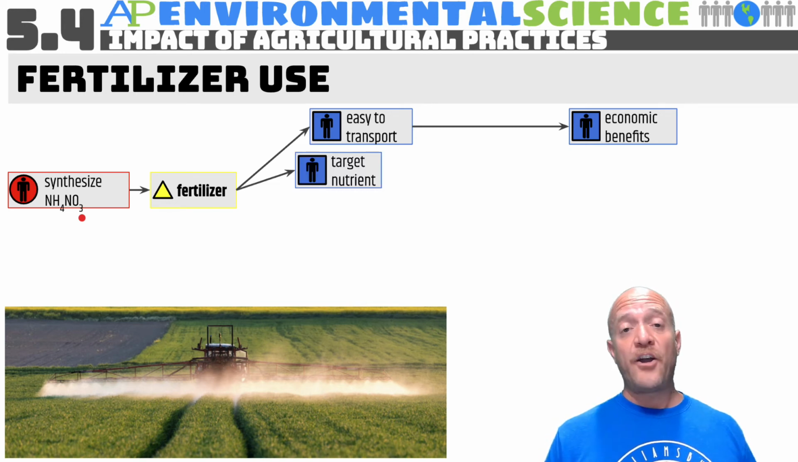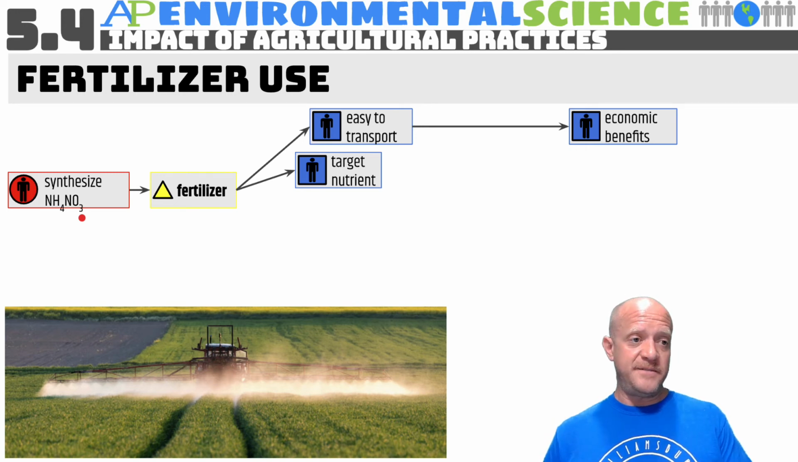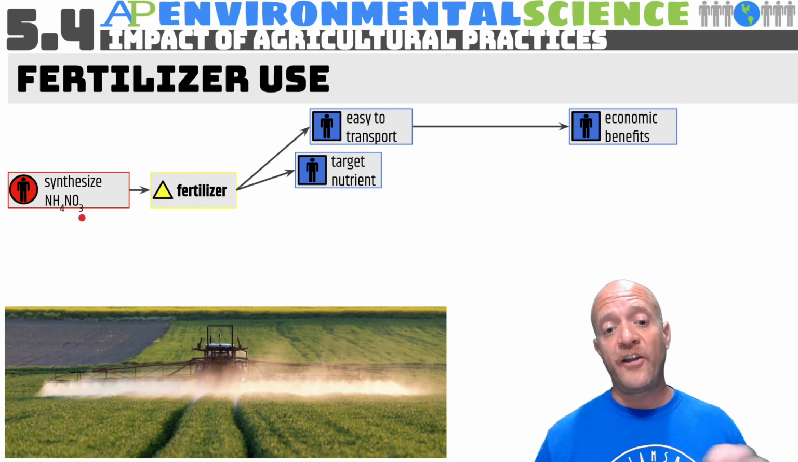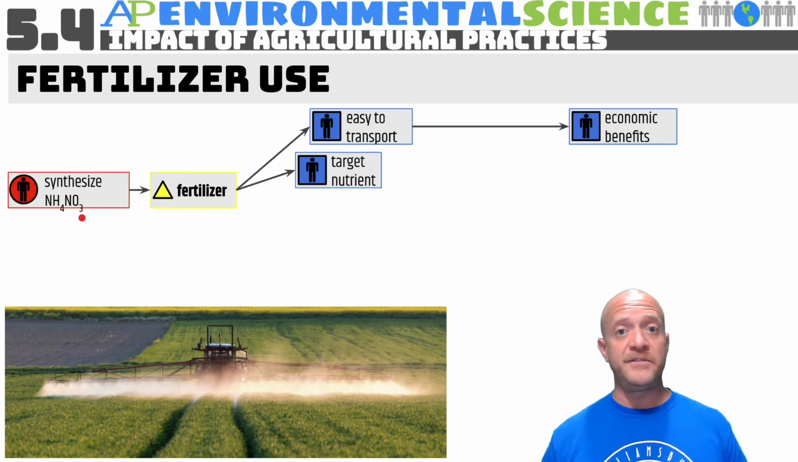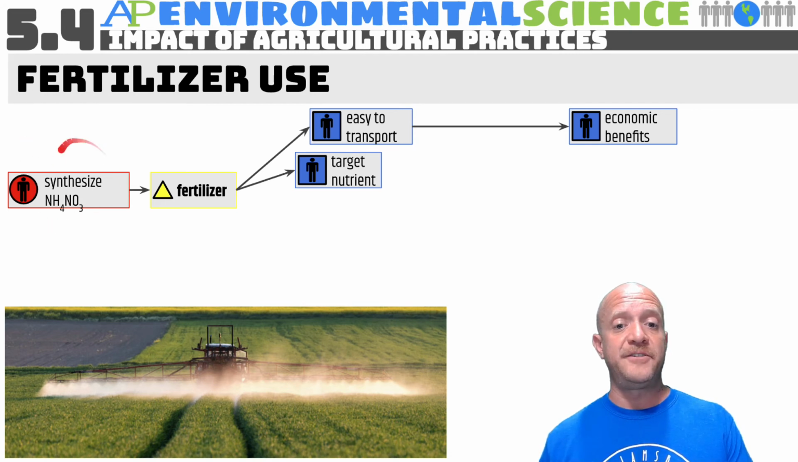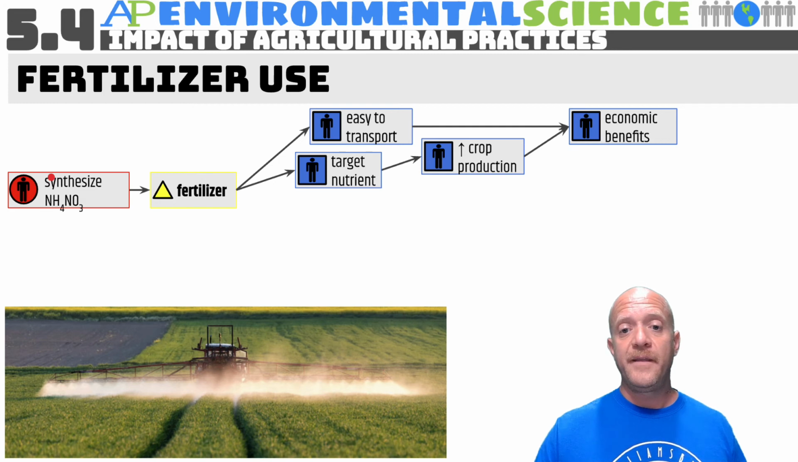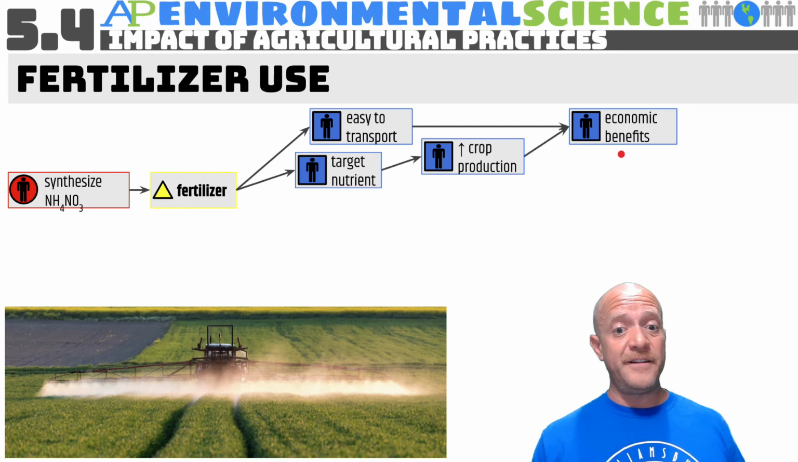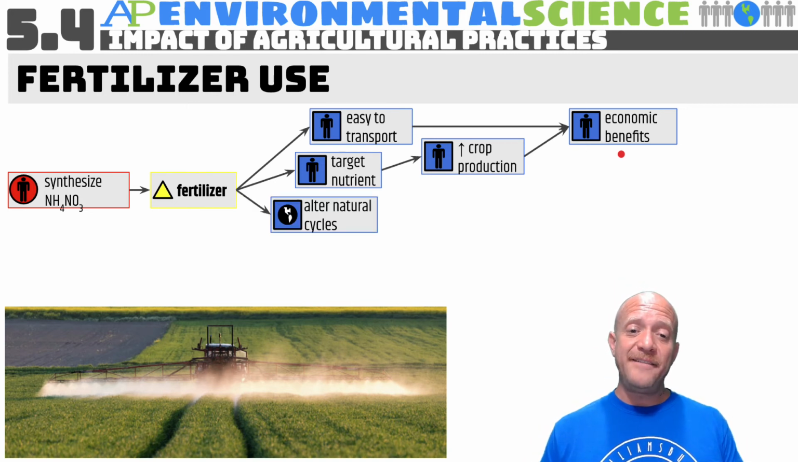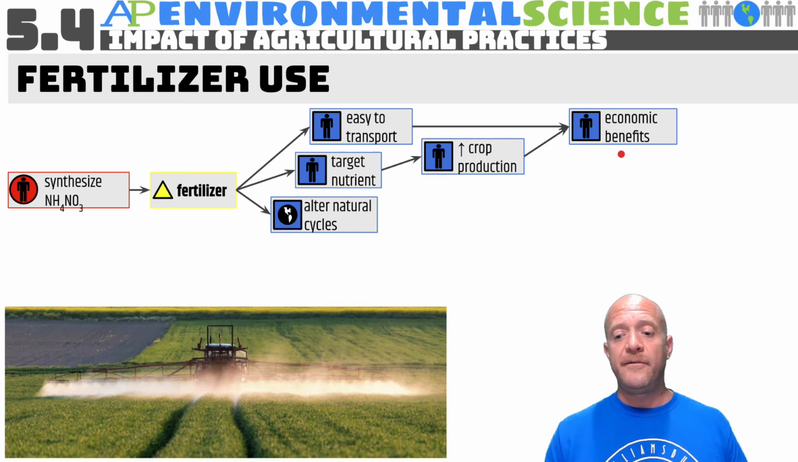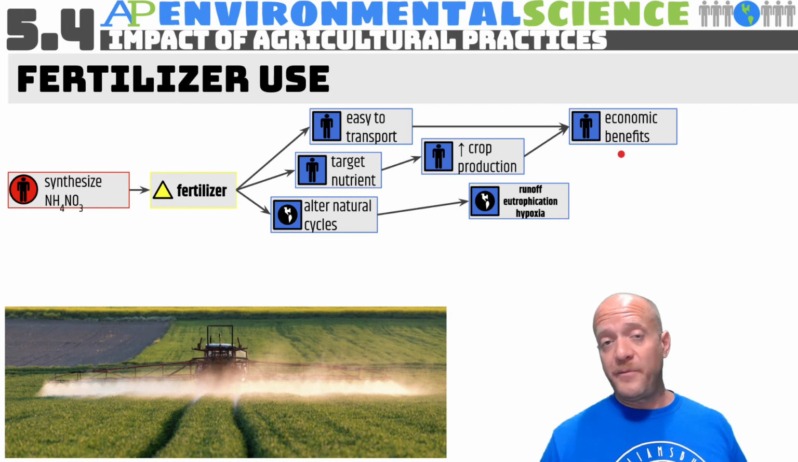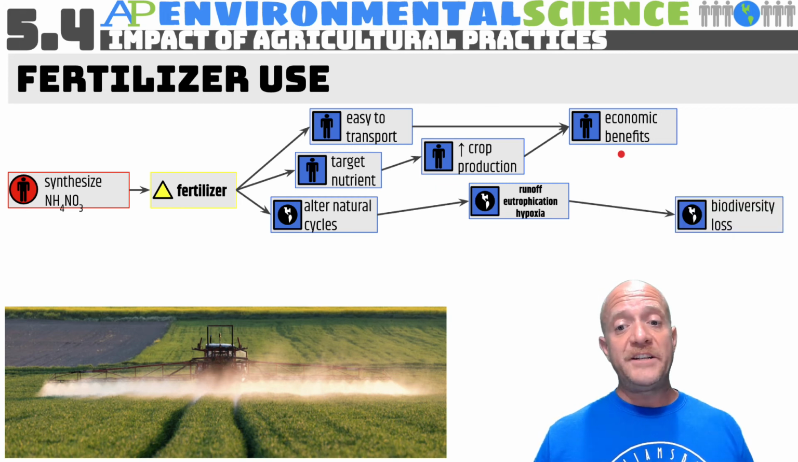It can also provide a target nutrient. So instead of spending money on a wide variety of fertilizers or nutrients, you can provide one target nutrient. For example, if you're growing corn, you're reducing a lot of nitrogen. This would be a great fertilizer to use to replace that nitrogen. It can increase crop production and have economic benefits, at least temporary economic benefits. However, adding nitrogen will alter the nitrogen cycle, and that can result in runoff, followed by eutrophication, followed by hypoxia, which eventually will result in biodiversity loss.